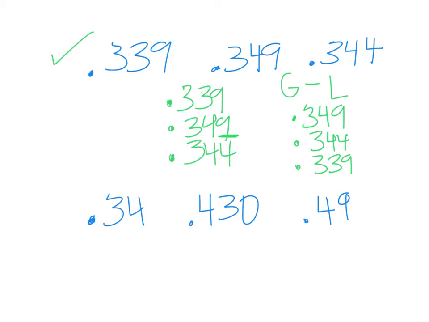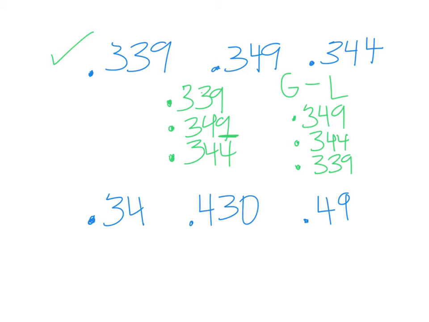And again, if this were me in my class, if I had a kid struggling, I'd say, you know what, don't even worry about that decimal. Just compare your 3-digit numbers. If you're sitting there looking at it, that's pretty easy to compare. 349 is bigger than 344. 344 is bigger than 339.